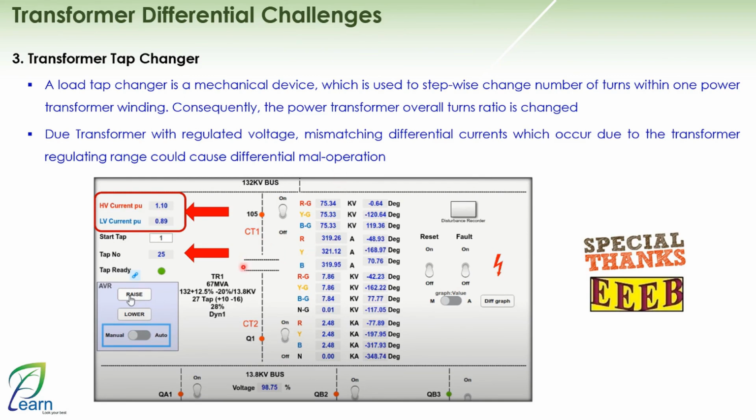The idea is quite simple. Here we have a step-down transformer from 132 kV to 13.8 kV. While the voltage taps are changing, you have changed from tap 1 until we reach tap 25. As the taps change, we can see here the currents changing towards the high voltage and low voltage sides. At tap 25, the high voltage current reaches 1.1 per unit, while the low voltage current is 0.89 per unit. As we mentioned, this can lead to differential maloperation.